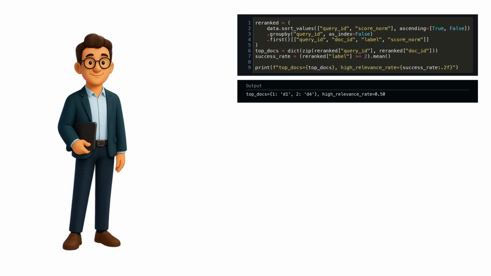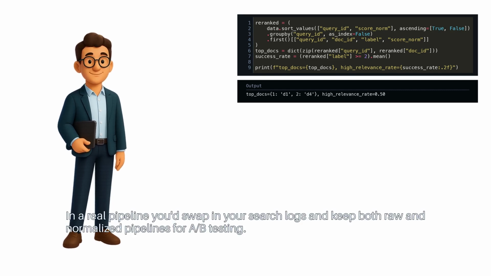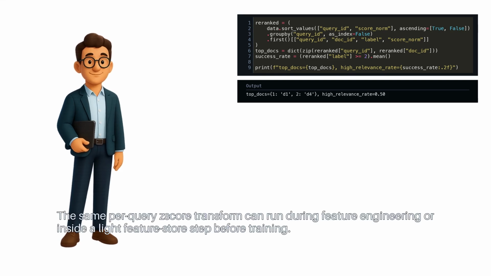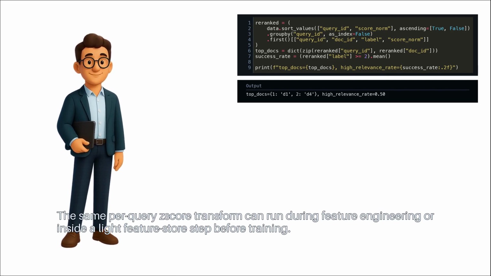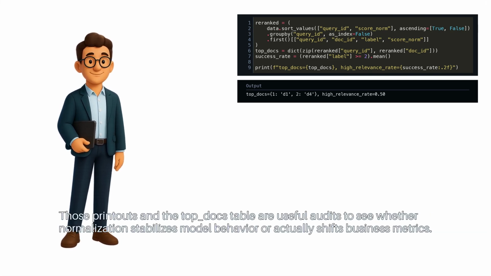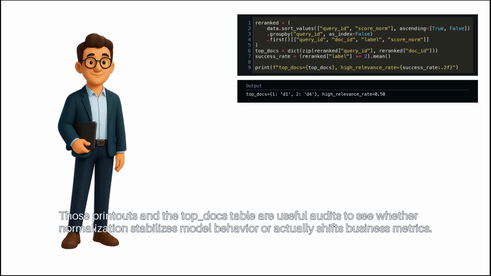In a real pipeline, you'd swap in your search logs and keep both raw and normalized pipelines for A/B testing. The same per-query z-score transform can run during feature engineering or inside a light feature store step before training. Those printouts and the top docs table are useful audits to see whether normalization stabilizes model behavior or actually shifts business metrics.